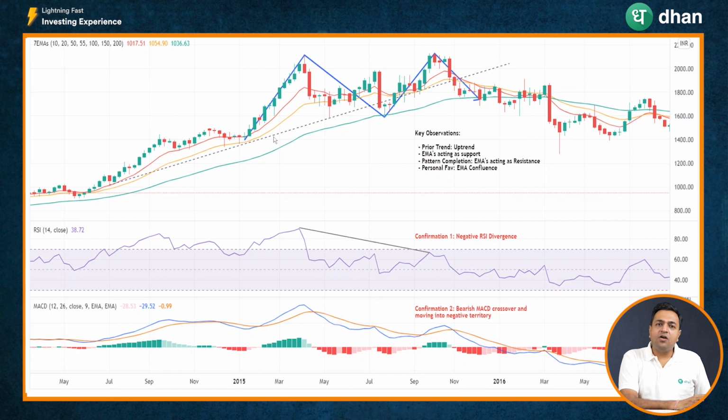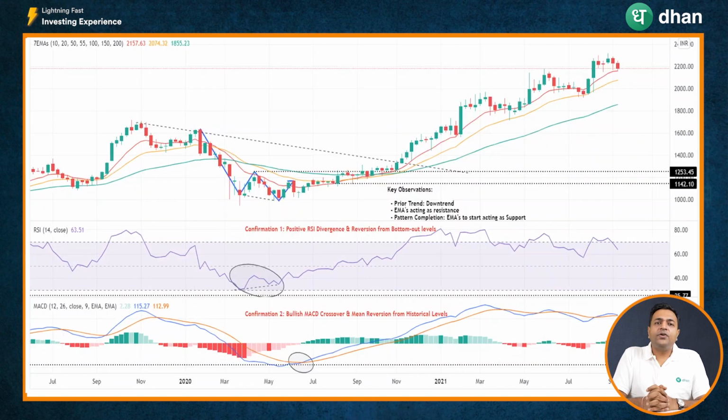For confirmation of your view, you can also make use of oscillators like RSI and MACD, where you can see that the RSI is giving you a visible negative divergence, implying that the sellers are taking control from the buyers and the momentum is weak. Also, if you notice the MACD, it has started giving you a bearish crossover and started venturing towards the negative territory. So this is another form of a bearish reversal pattern wherein the uptrend is taking a momentary pause and it may be followed by a momentary corrective phase.